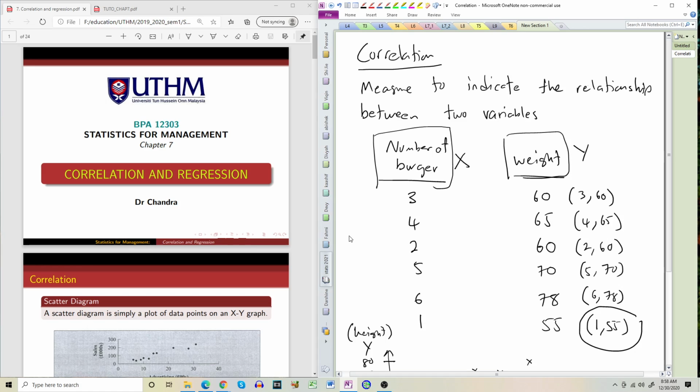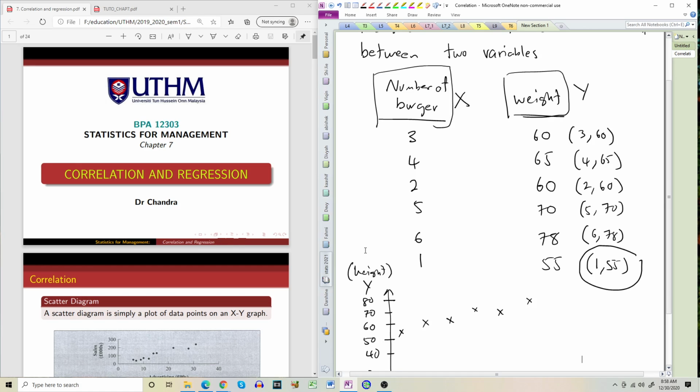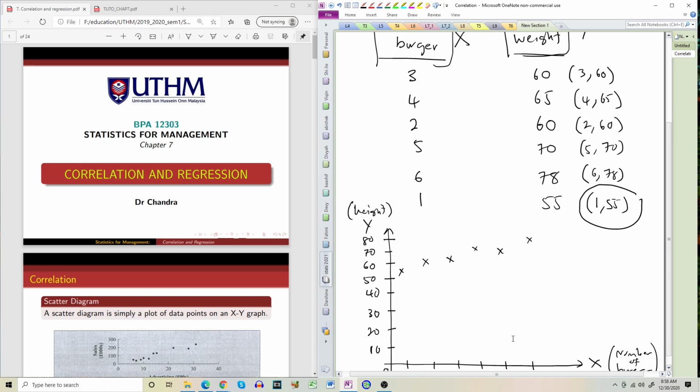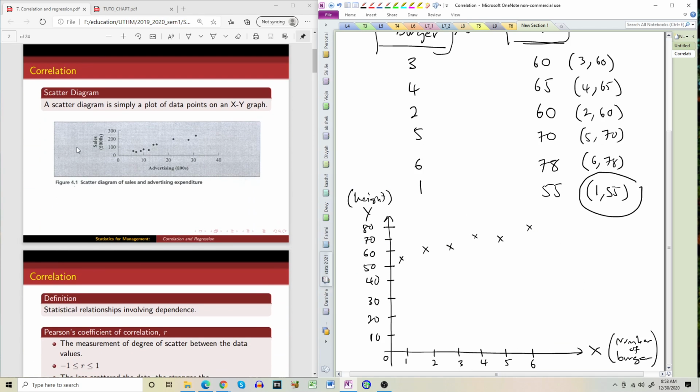Before we compute the measurement, normally what we will do is plot the points in the Cartesian plane like this. It has a special name for this graph. It is known as a scatter diagram. You can see in your slide, it is known as a scatter diagram. The scatter diagram is simply a plot of data points on an x and y graph.